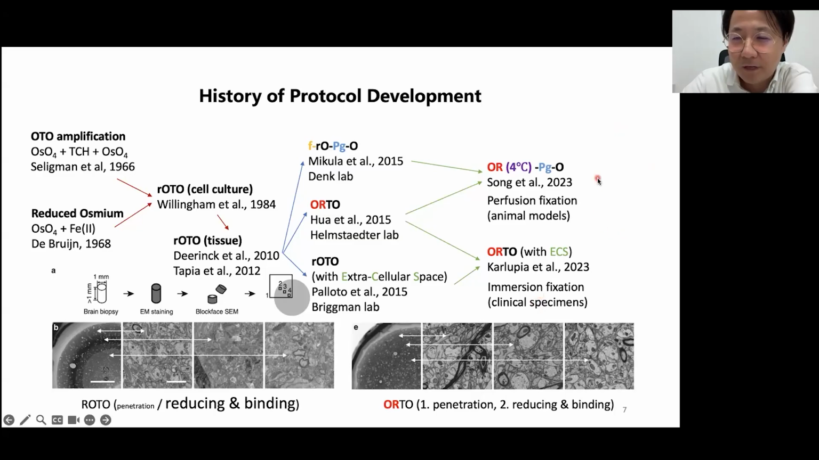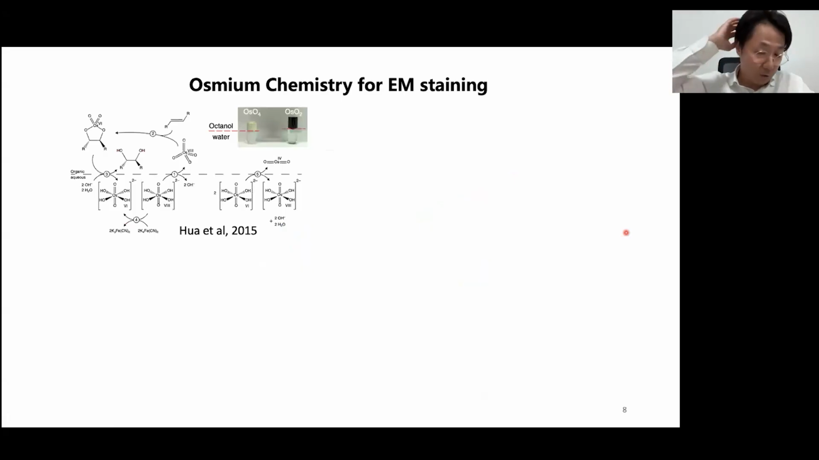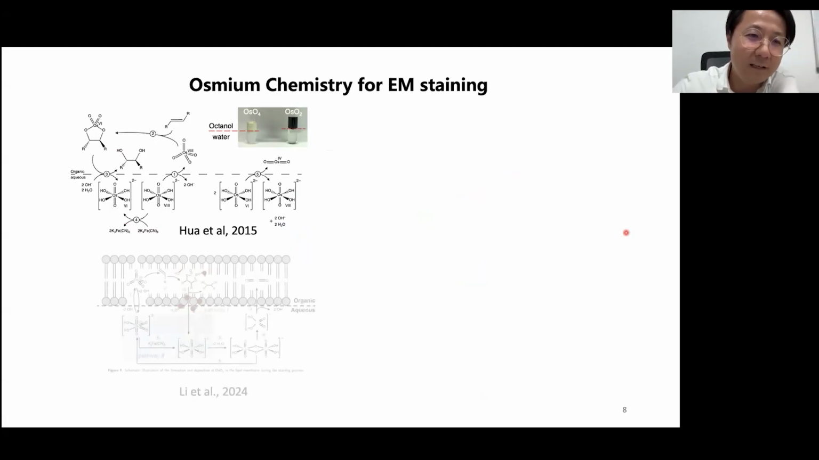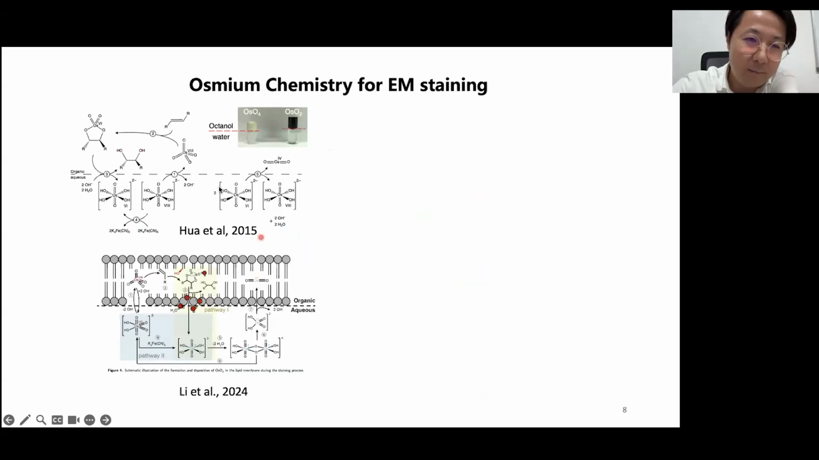Maybe after some time, people might consider combining these two methods, ECS preservation and low temperature EM staining. It works, but in terms of mechanism, it's still difficult to understand, even now. There's a lot of chemistry behind that. In our earlier paper, we proposed some of these chemical reactions, and recently they have been reviewed by people from Chicago, who made minor changes.